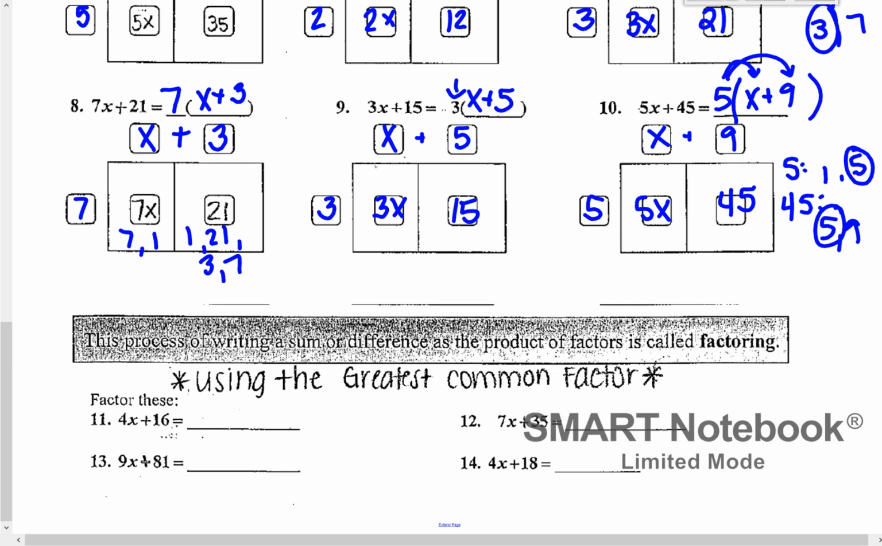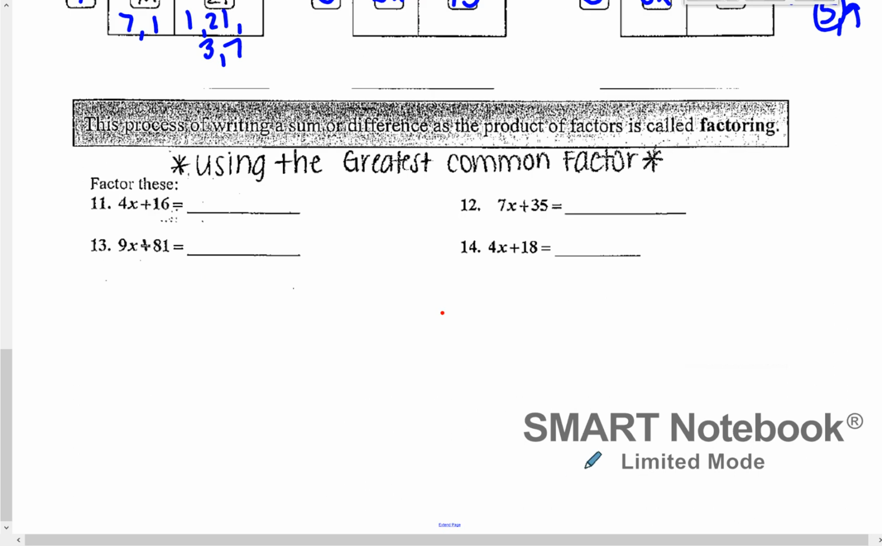All right. Now what we are going to do is do it without an area model. I do believe most of the problems on your test are going to have an area model. However, I do want you to feel confident in doing this without one. So for number 11, we have a 4x and a 16. So let's maybe list our factors of 4 and 16 at the bottom. And you could always do this on the back side too if you ran out of room.